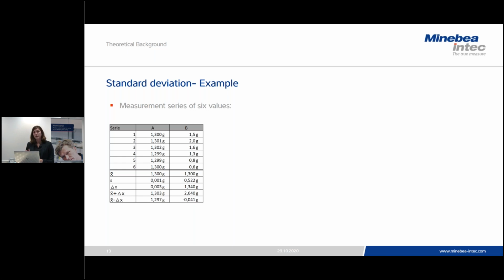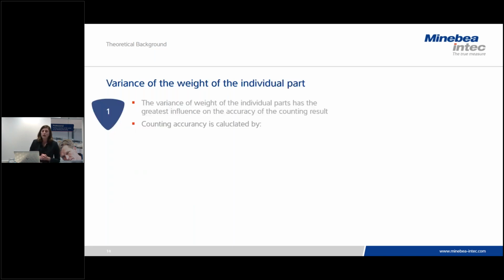And now that you know that, I want to go into detail of these 6 influencing factors. So starting with the variance of the weight of the individual part. The variance of the weight of the individual part has the biggest influence on the counting accuracy. So I now used the word counting accuracy. There's also a formula behind that.